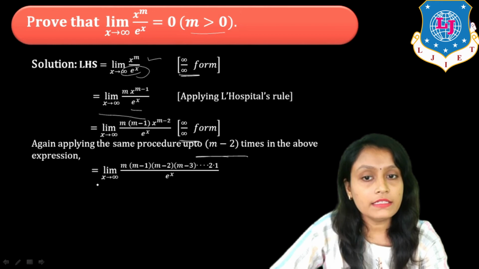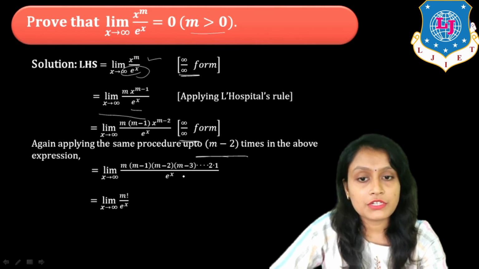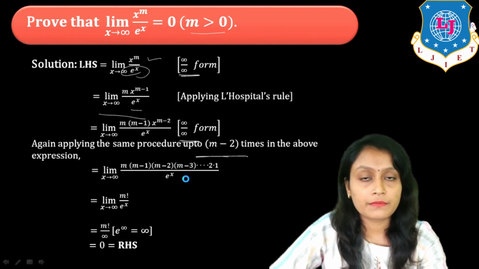Okay, so you will get limit x tends to infinity, m into m minus 1, m minus 2, m minus 3 up to 2 into 1, and the derivative of e raised to x will be e raised to x. Now on simplification, you will get limit x tends to infinity, m factorial upon e raised to x. Now if you apply the limit, you will get m factorial upon infinity. Now we know 1 upon infinity is 0, so the final answer is 0. Okay, now this is what we wanted to prove.